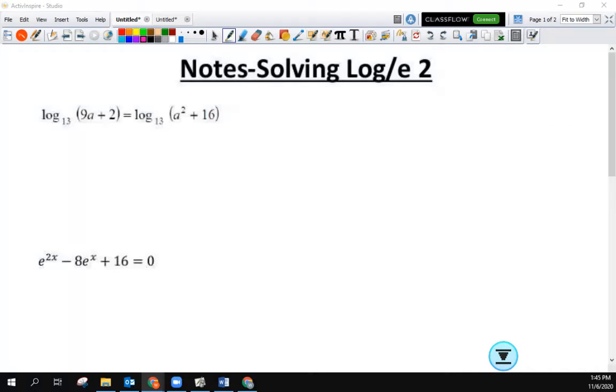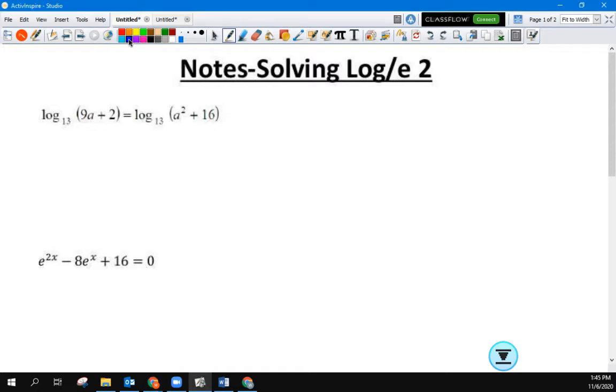Okay, so we're going to be solving logarithms again today. There are multiple processes that we're going to use, so let's look at the first one.